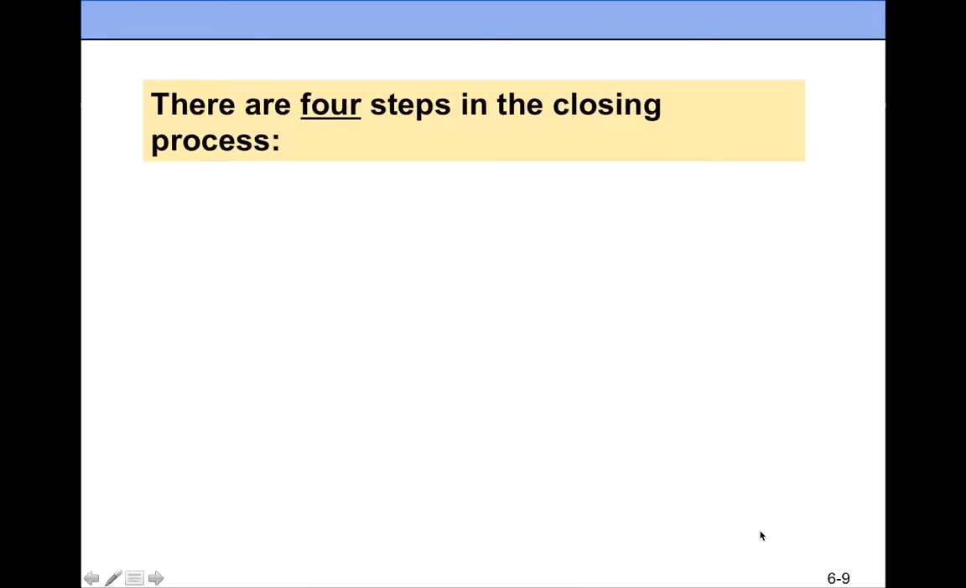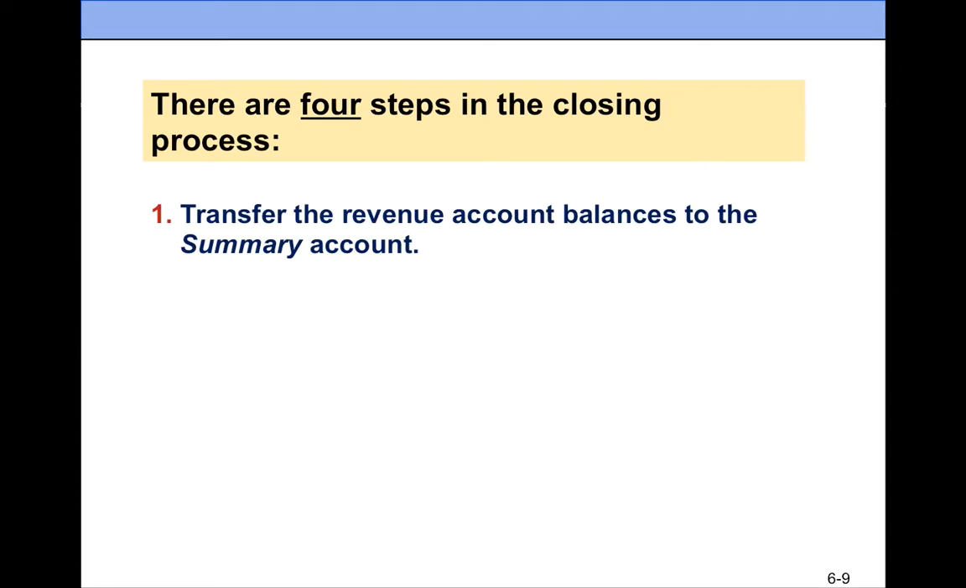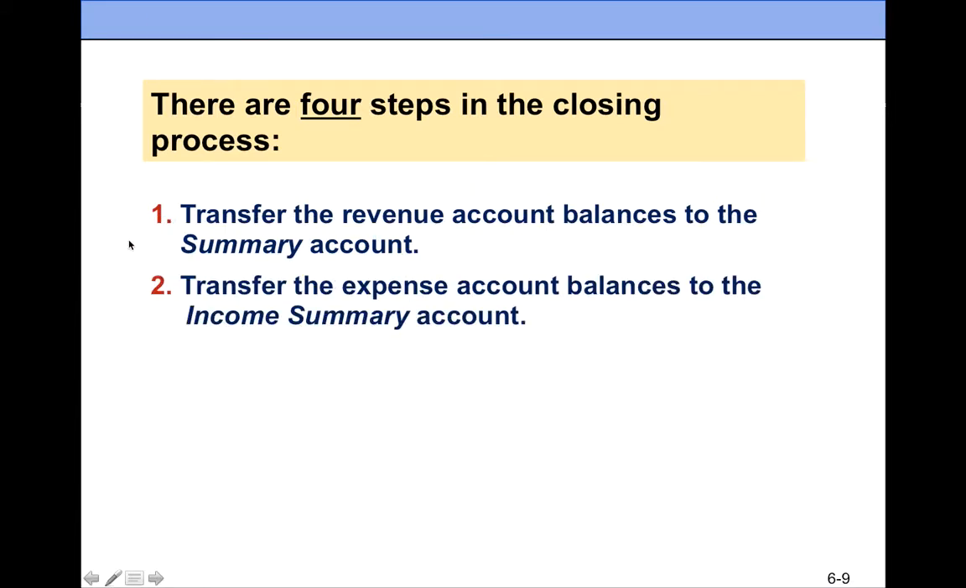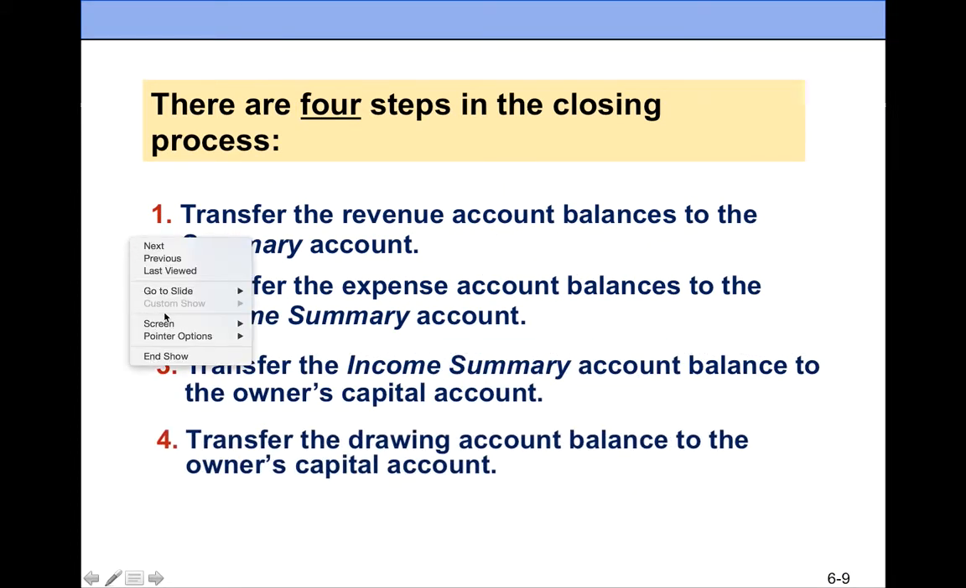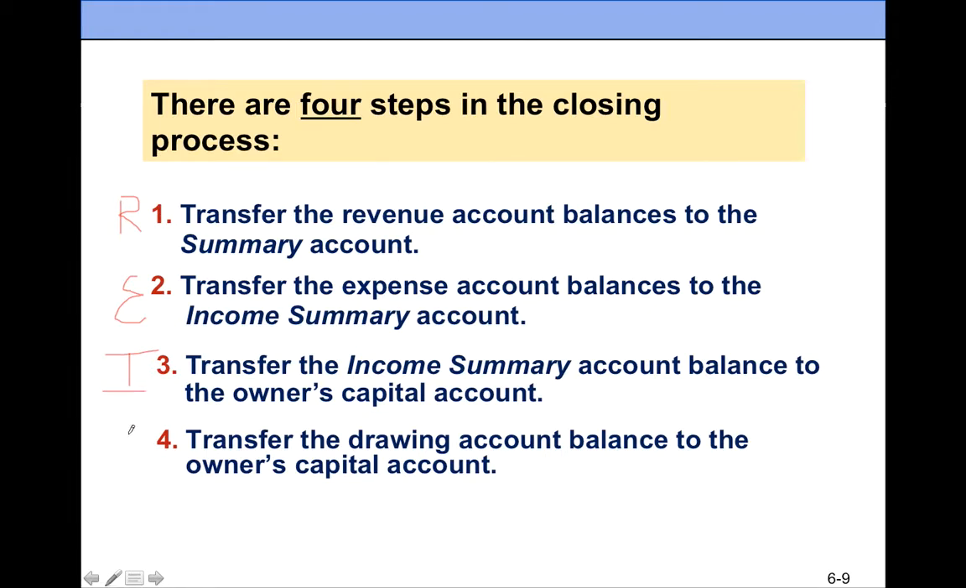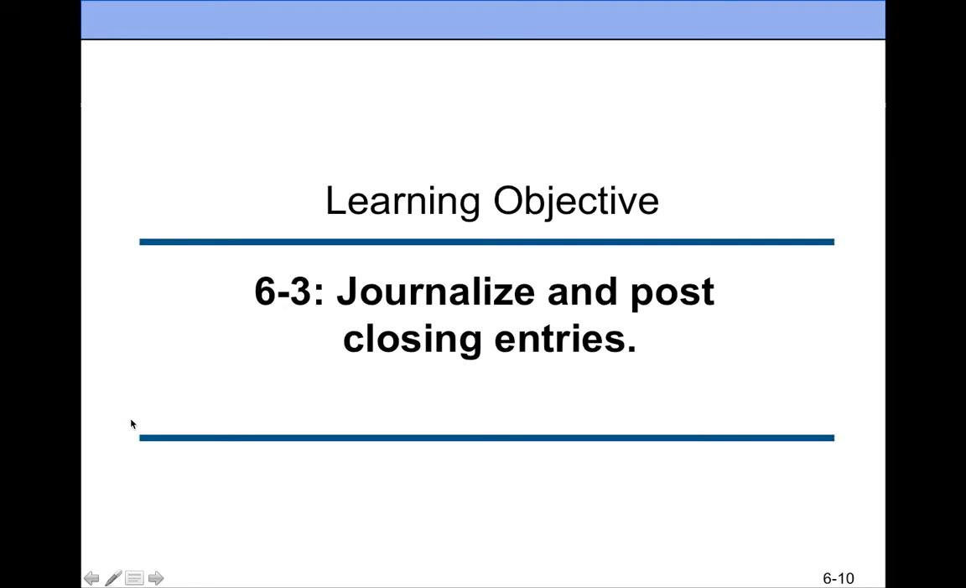Okay, so these are the 4 steps in the closing process. First, we're going to close revenues into income summary. Let me open all 4 steps. The first step is R, close revenues. The second step is E, close expenses into income summary. The third step is close I, income summary, into capital. And the last step is close drawing into capital. REID.